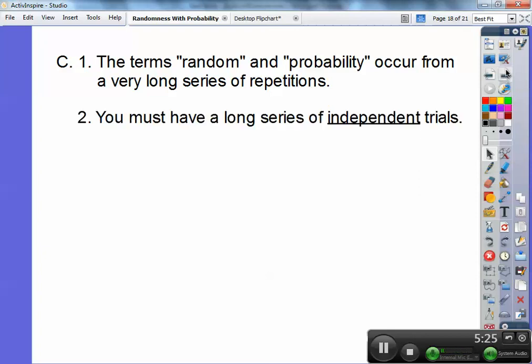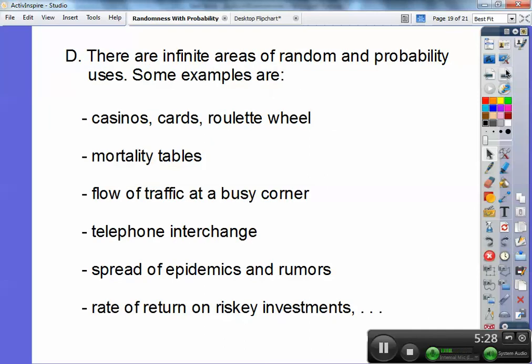You must have a long series of independent trials. Okay, there is an infinite array of uses of random and probability. So some examples are casinos, cards, roulette wheels.